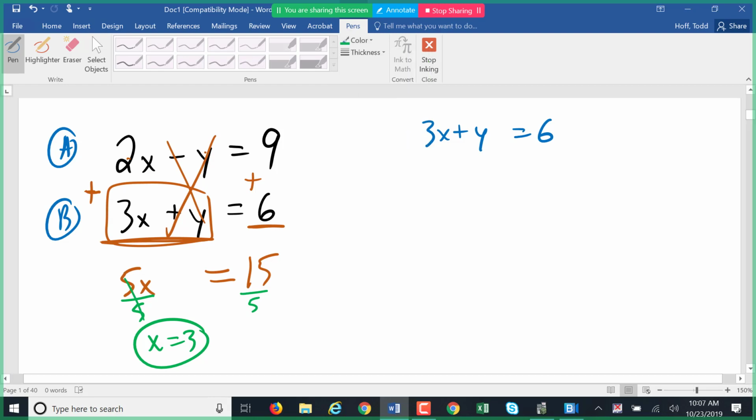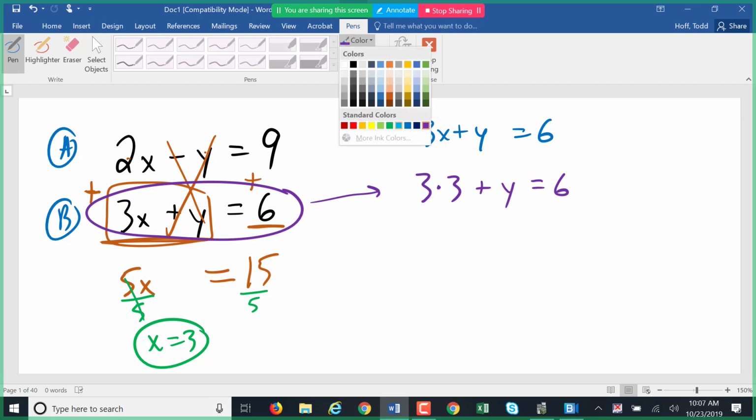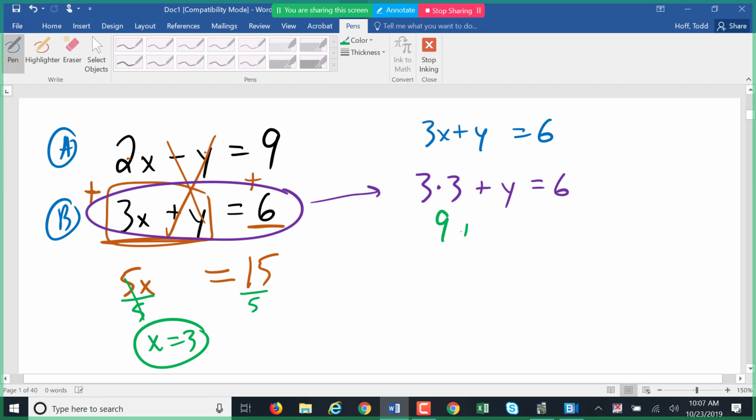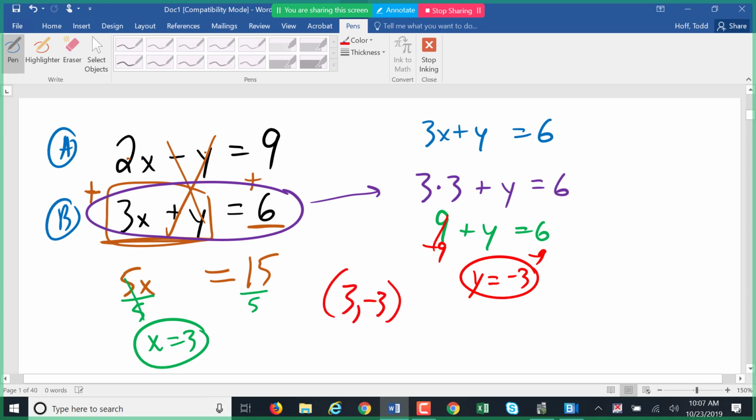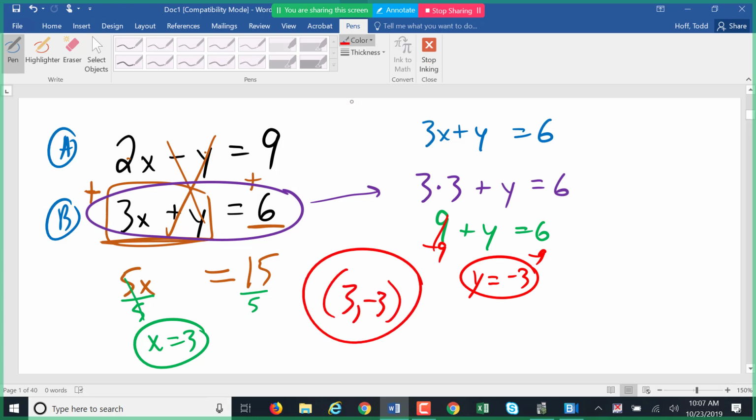Now we do still have to go back and solve for y. It does not matter which equation we use. I'm going to use the bottom equation because there's no negatives in it. So 3 times, I'm going to replace x with 3, plus y equals 6. I combine what I can here. 3 times 3 is 9, plus y equals 6. I subtract 9 from both sides. y equals negative 3. So x equals 3, y equals negative 3 is the solution to that system.